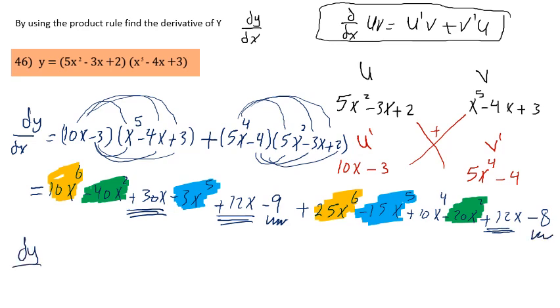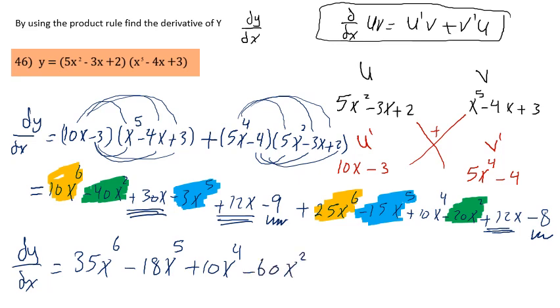So dy by dx in its simplest form is 35x to the power of 6 minus 18x to the power of 5, then plus 10x to the power of 4, and negative 40 and negative 20 is negative 60x squared, plus 54x minus 17.